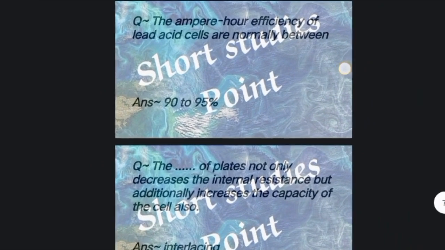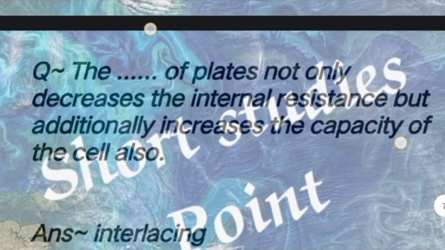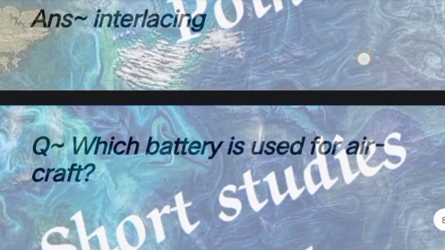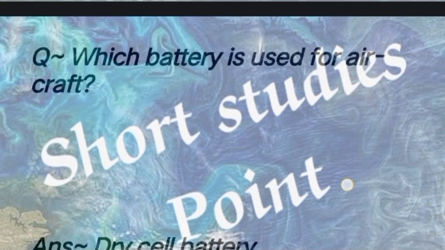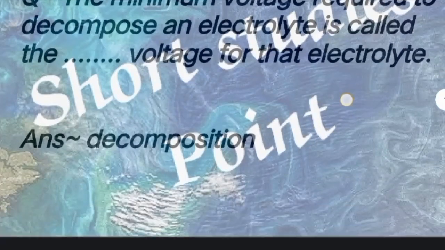Next question: the dash of plates not only decreases the internal resistance but additionally increases the capacity of the cell, answer interlacing. Next question: which battery is used for aircraft, answer dry cell battery. Question: the minimum voltage required to decompose an electrolyte is called the dash voltage for the electrolyte, answer decomposition.